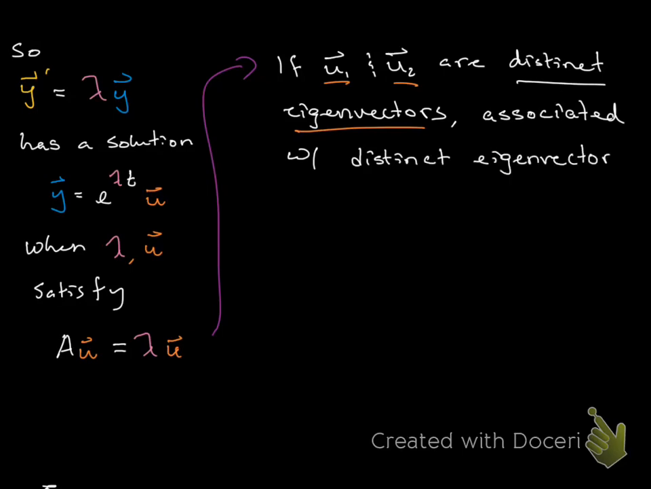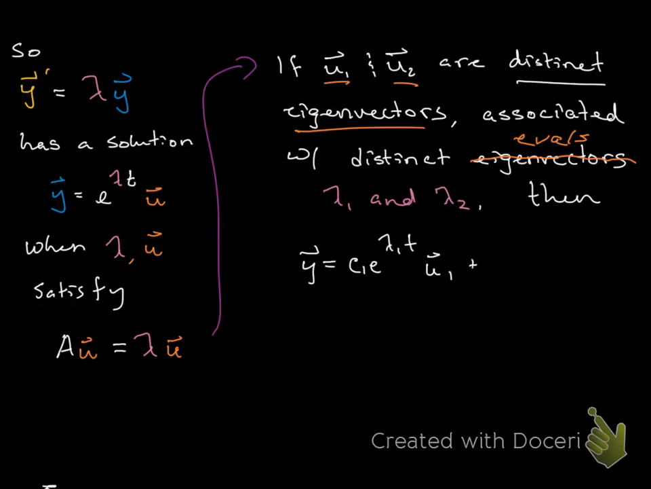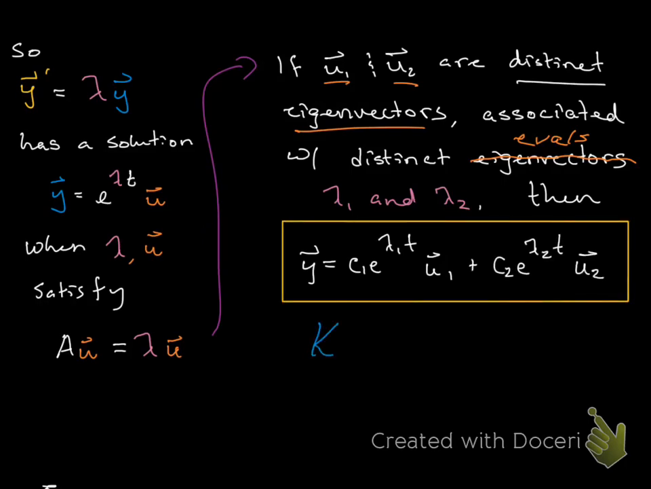eigenvalues, forgive me. I spelled it wrong there. Let me change that. This should be eigenvalues. Then the solution will look like y equals C1 e to the lambda 1 t u1 plus C2 e to the lambda 2 t u2.